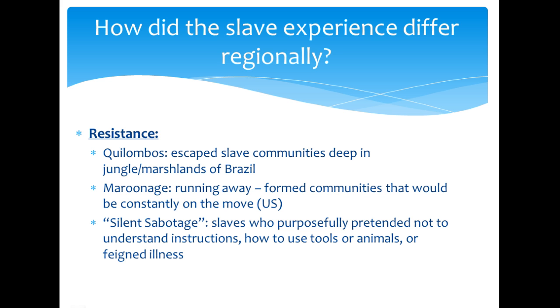The third thing is silent sabotage. So slaves who purposefully pretended to not understand instructions, not how to use tools or animals, or feigned illness. So feigned means faked. So the silent sabotage was a way of them protesting without being extremely vocal or direct about it. So this was a way that they could sabotage the plantation by not completing their work, but they were just seen as sort of incompetent slaves rather than somebody who wanted to sabotage the plantation or outright protest or outright escape.